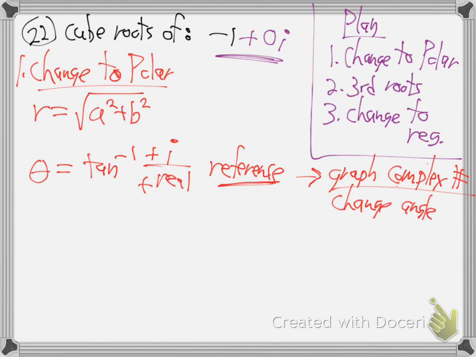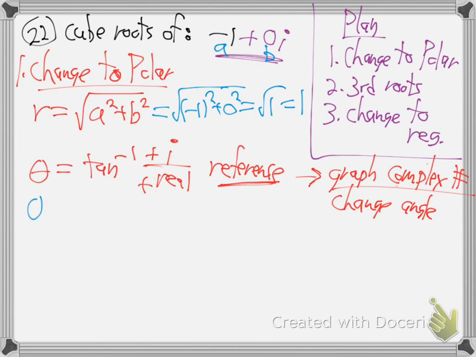Nothing else will work. So the r, square root of a squared plus b squared. This is a and b, right? A and b are the real and the imaginary parts. So -1 squared plus 0 squared. Whoops, I'm being kind of scribbly here. Square root of -1 squared plus 0 squared, which is the square root of 1, which is 1. Good? So the r is 1.